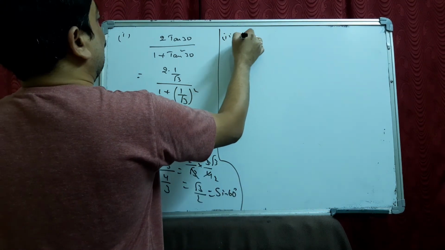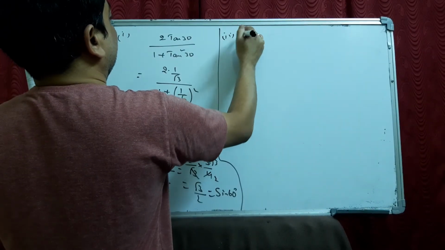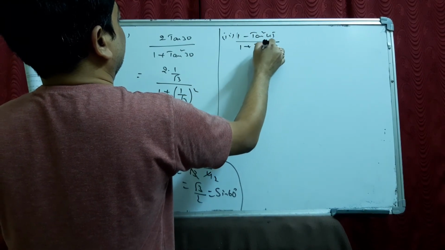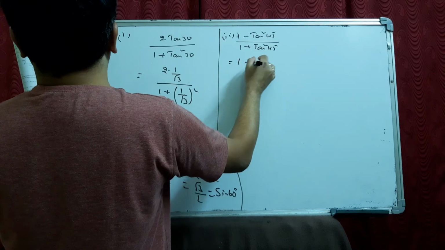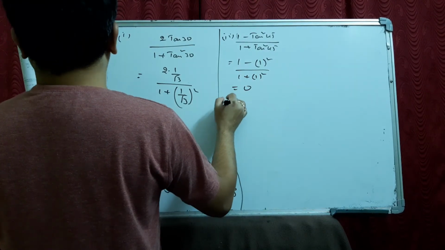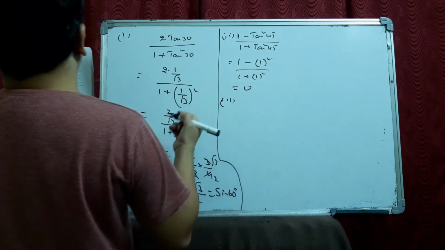Second one, 1 minus tan square 45 by 1 plus tan square 45. That is equal to 1 minus 1 square by 1 plus 1 square, which is 0. 0, it is given directly.